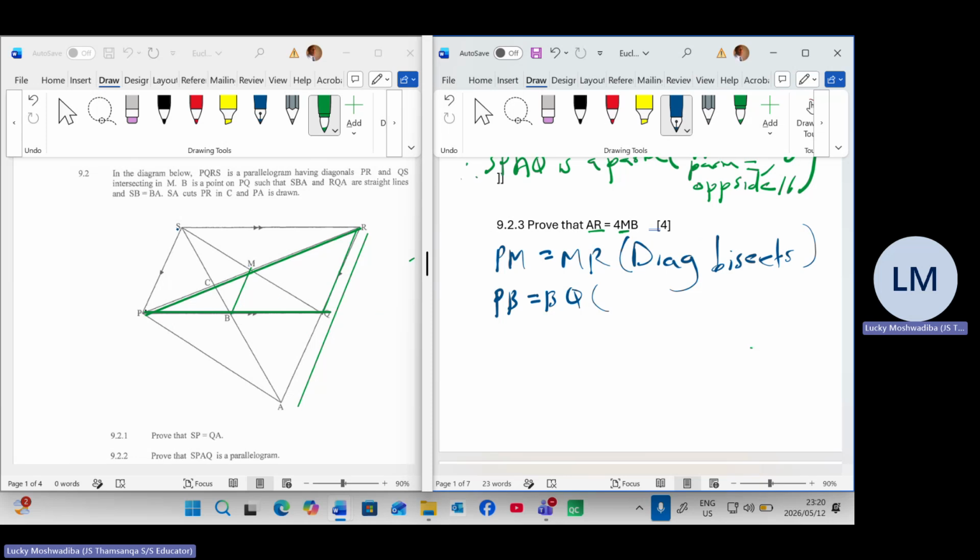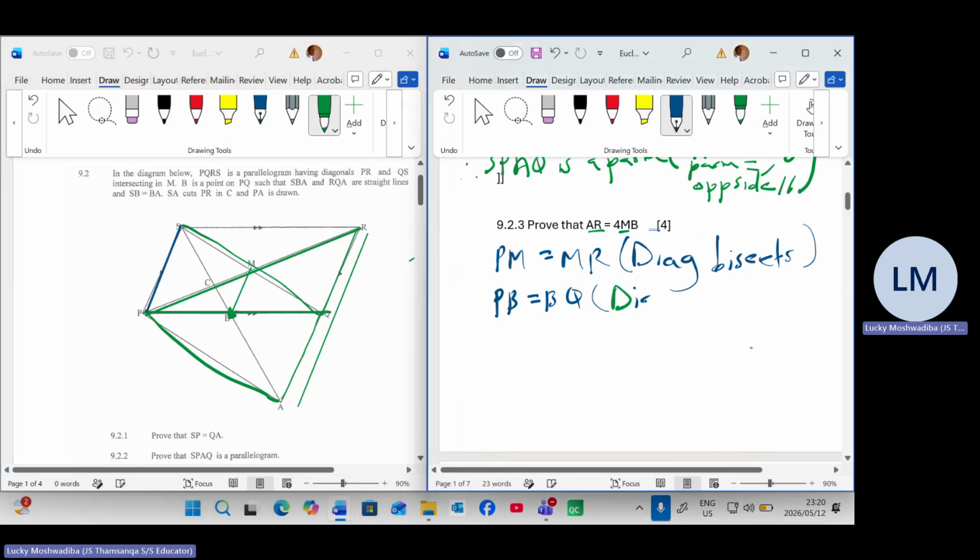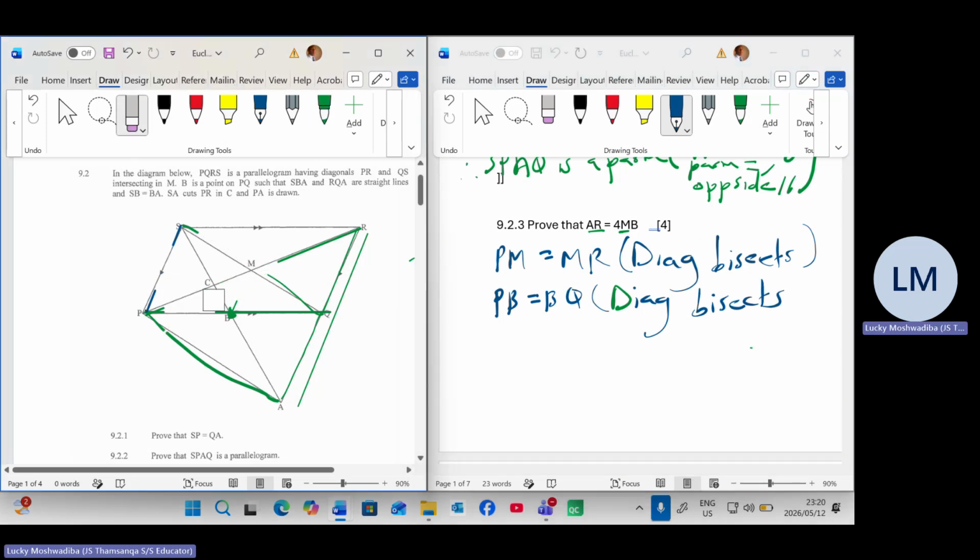Because we just proved, remember, we just proved that SPAQ is a parallelogram. We just proved this part here. So you can clearly see at point B is where the diagonals of that parallelogram intersect. So the reason will be diagonals bisect. Now, what situation do I have here? What situation do I have? I will reconstruct that information. Don't worry.